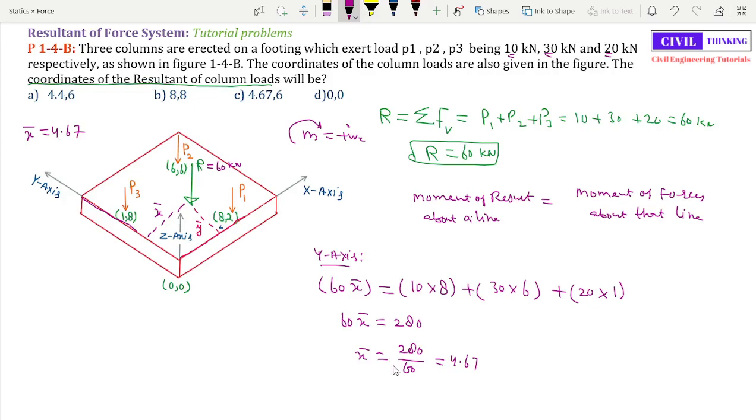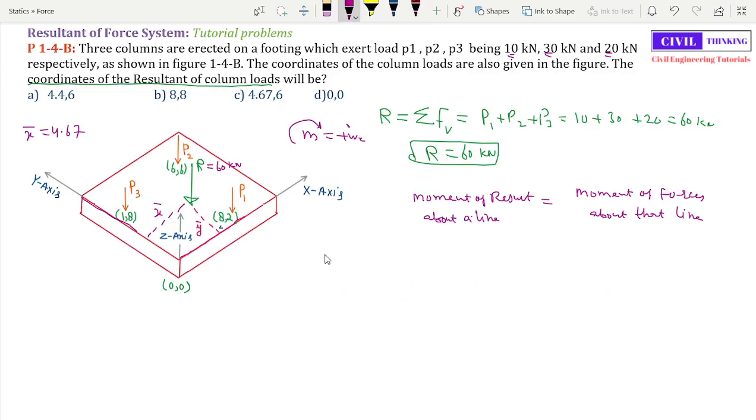I will write it here. Now let's find the moment of the resultant and forces about the x-axis. First let me erase all of this. According to Varignon's theorem, the moment of the resultant about the x-axis is equal to the moment of all these forces about the x-axis. First let's find the moment of the resultant. The resultant is 60 kilonewton. How far is the resultant normally from the x-axis? It is y bar, so the moment is R multiplied by y bar, which is 60 multiplied by y bar. This is the moment of the resultant.